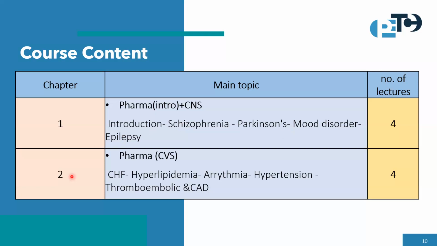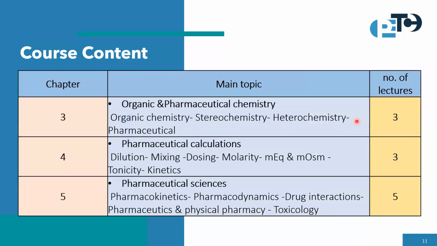The second chapter will be about the CVS, the cardiovascular system: congestive heart failure, hyperlipidemia, arrhythmia, hypertension, and thromboembolic diseases, in 4 lectures. Then the chemistry. We have 3 lectures about chemistry. We will talk about organic chemistry, stereochemistry, heterochemistry, and medicinal chemistry and structures. Those are the content of the chemistry. We will learn how to identify the structure in an easy way.